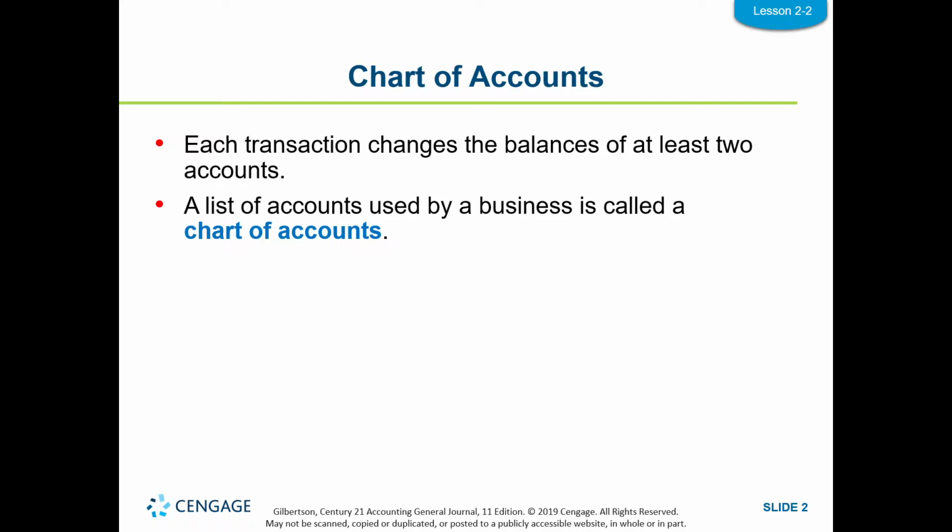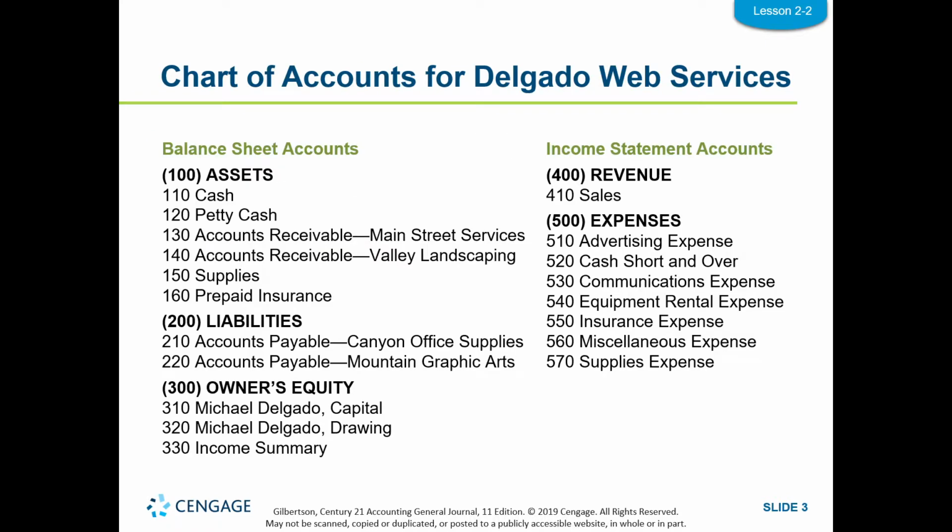Now, every accounting system, every business will have a chart of accounts. Remember, each transaction changes the balance of at least 2 accounts. That's why it's a double entry accounting system. The list of accounts used by a business is called a chart of accounts. Here's an example. This should also be on page 3 of your textbook.